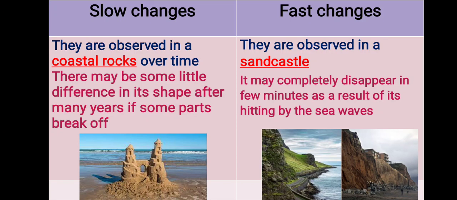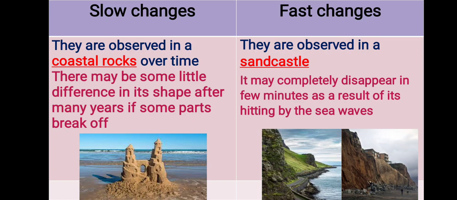In 1 minute, in 1 second, in 1 day. These are the fast changes that happen in a very short time. Like what? Like the disappearance of the sandcastle. The disappearance of the sandcastle is considered as fast change, because it happened in a very short time. When the sea wave comes and hits the sandcastle, it will disappear. So this is a fast change.